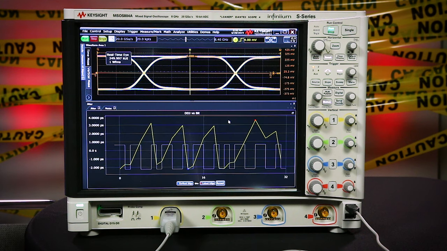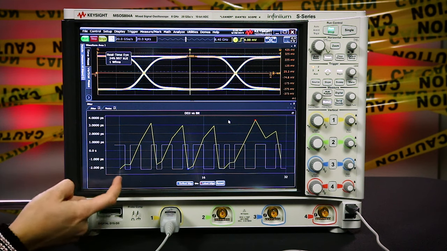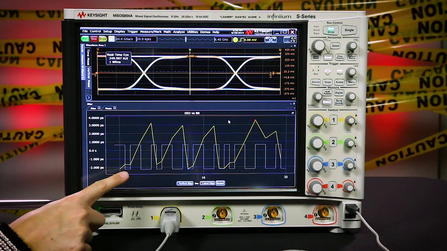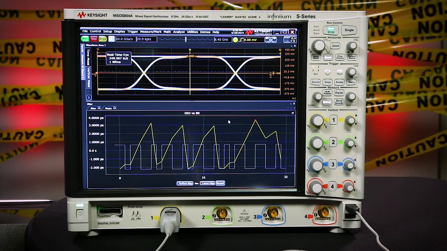I mentioned the DDJ versus bit function. This graph displays the average time error associated with each bit of the source's waveform repeating bit pattern. A positive value of DDJ indicates that the transitions preceding those bits arrive later than they should. This graph shows which patterns and which bits within a pattern are most likely to cause transmission errors.